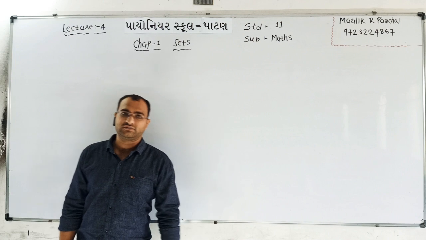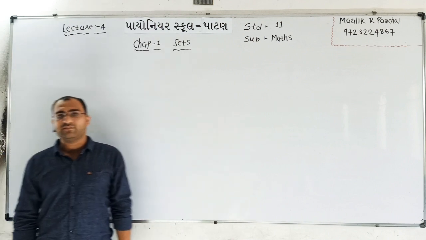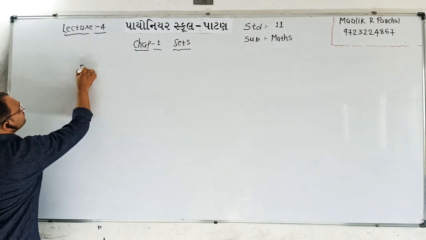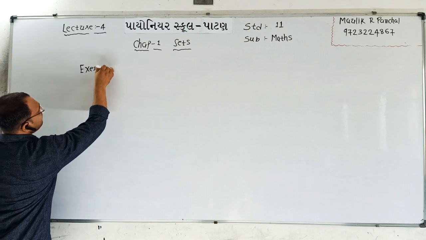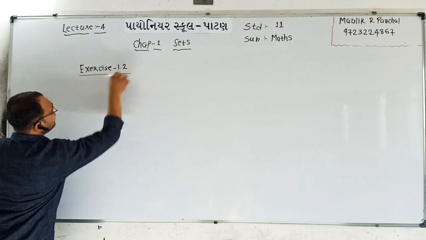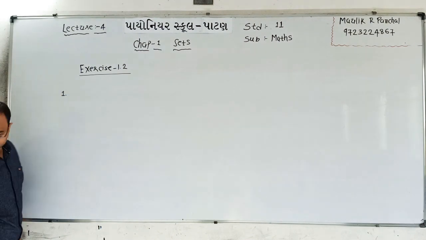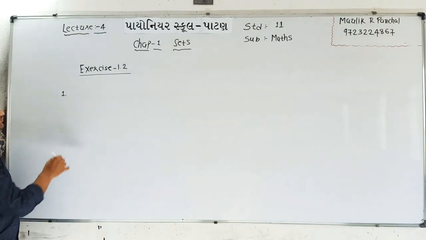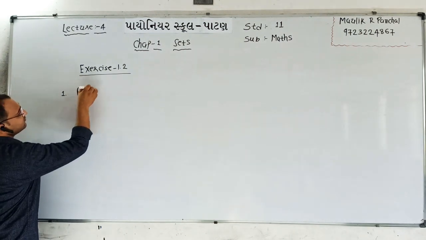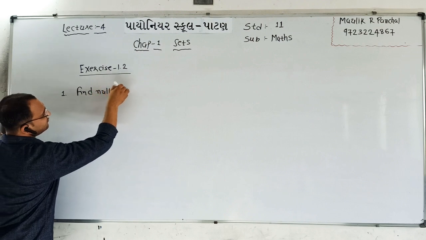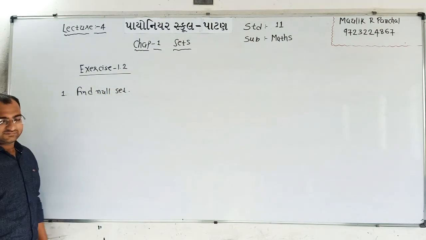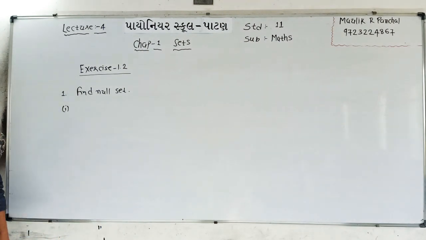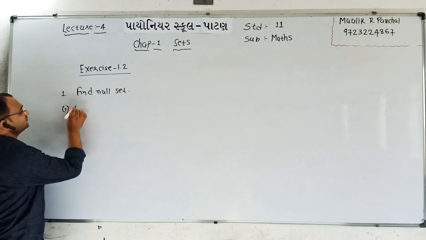In this video lecture 4, we try to solve examples of exercise 1.2. First example: which of the following are examples of null set? Find the null set. First, the set of odd natural numbers divisible by 2.